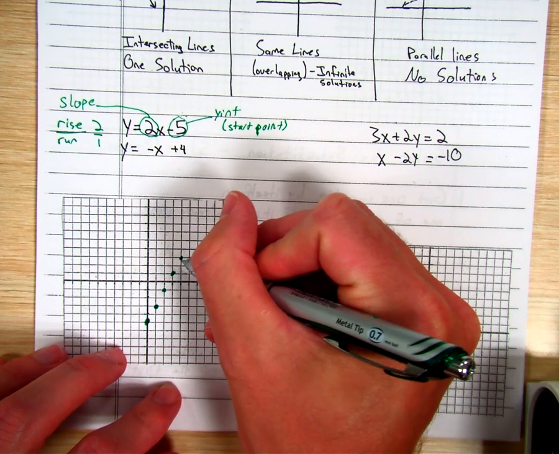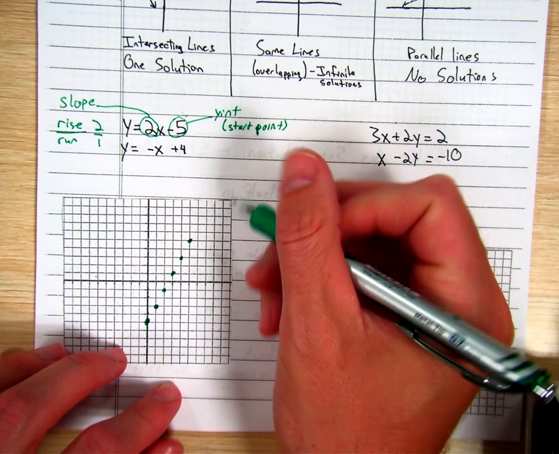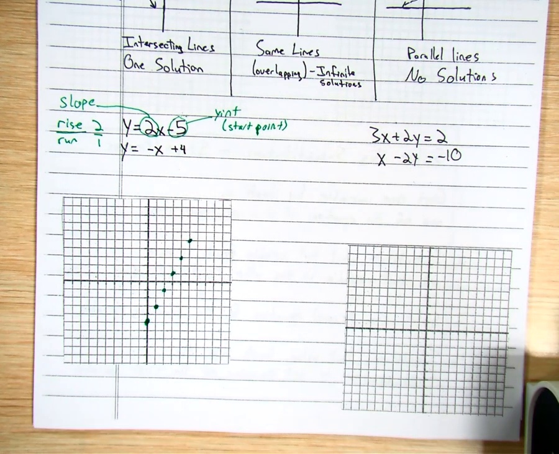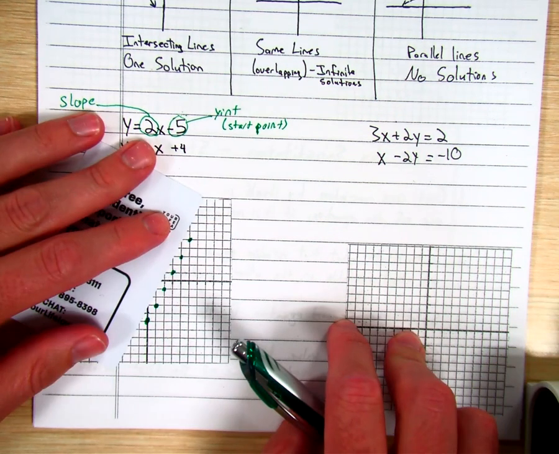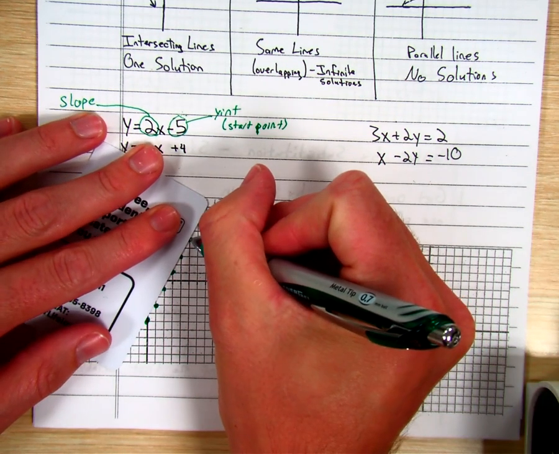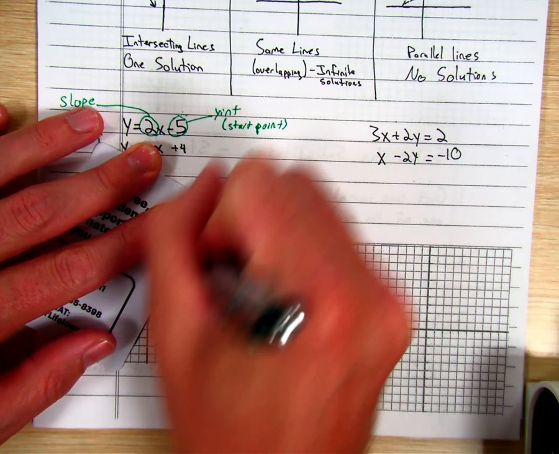Because when we're doing this solved by graphing, it's really nice when the lines intercross or intersect at a point that we already have on our line. Get your student ID out for a straight edge.